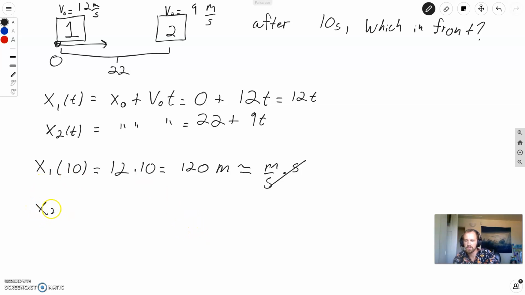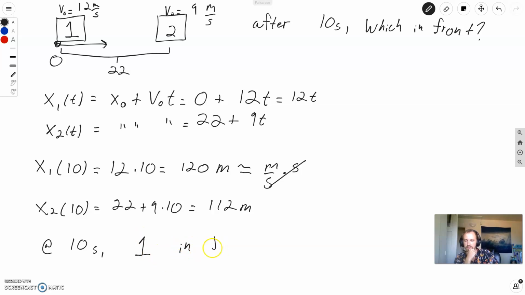So now I can do x2 evaluated at 10. I'll get 22 plus 9 times 10. That is 112 meters. So at 10 seconds, particle 1 is in front by 8 meters. Okay, and that's our problem.